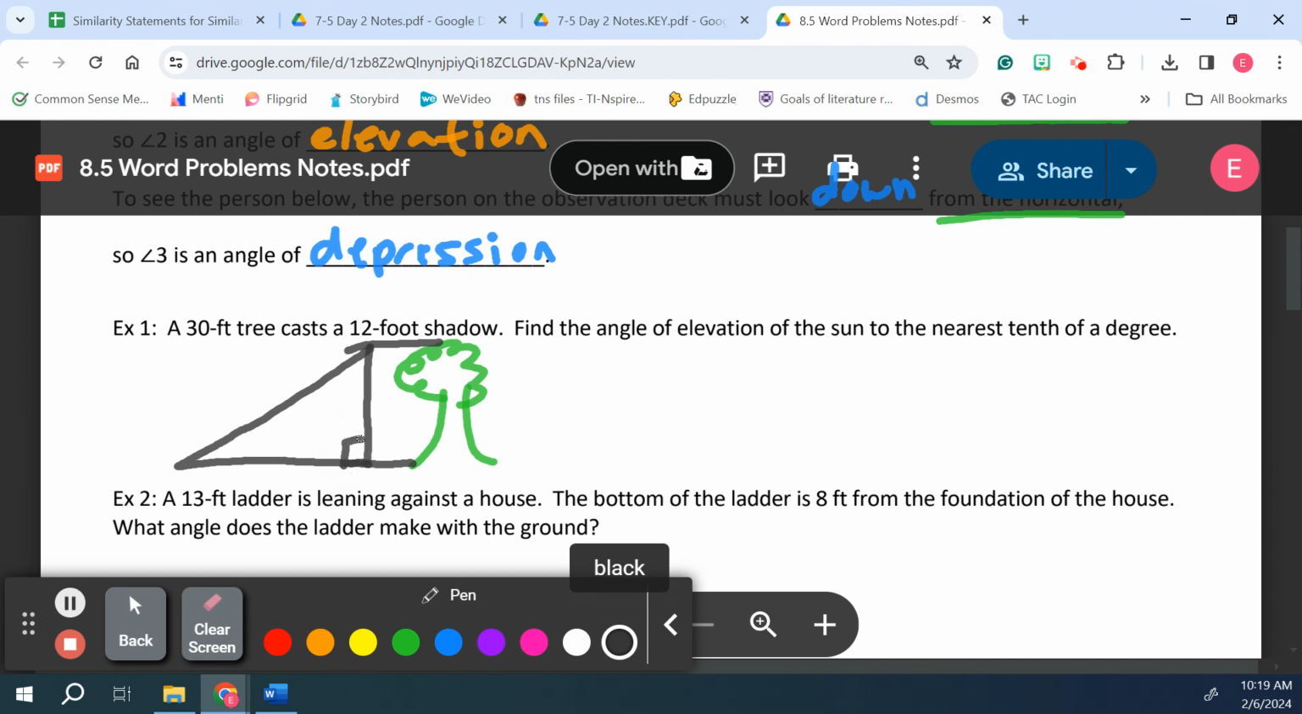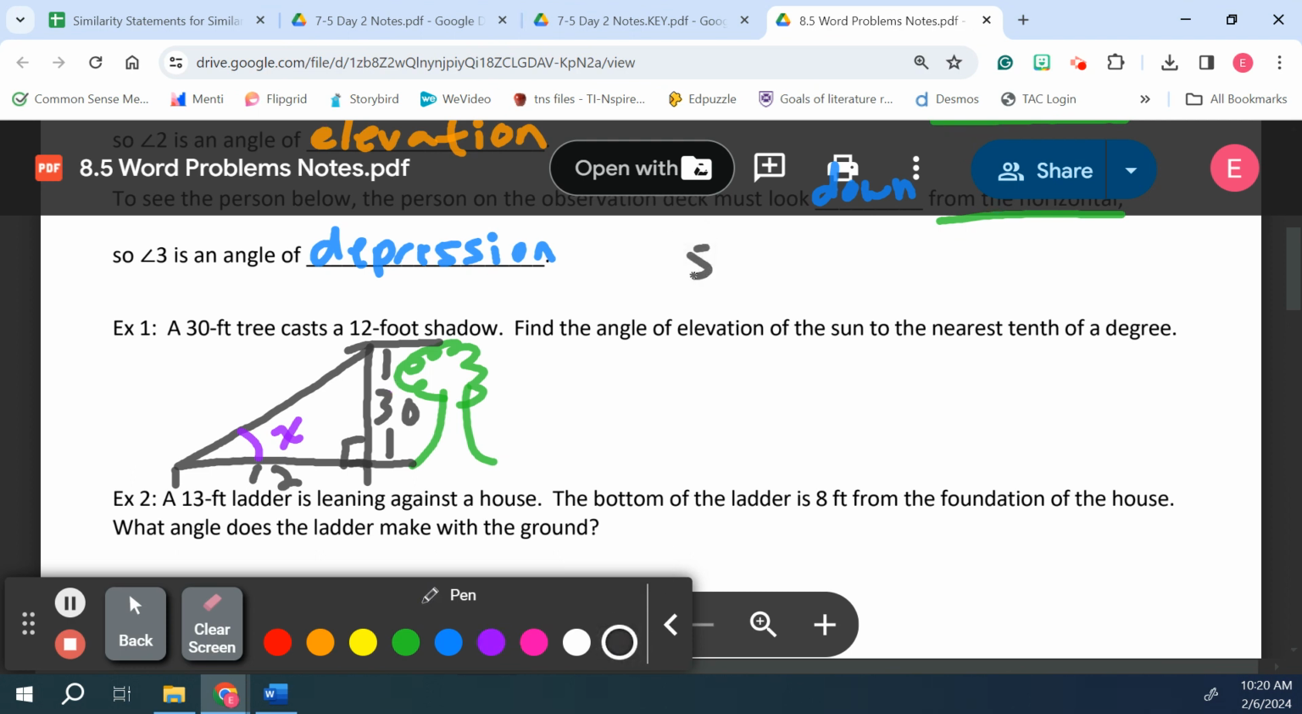They're saying it casts a 12-foot shadow. So this is our 12-foot shadow from here to here. And they're telling us that the overall height is 30. They want us to solve for this. That's what we don't know. So if this is the angle of elevation, here's my horizontal, and here it is kind of looking up. What am I going to use here? Who can tell me?